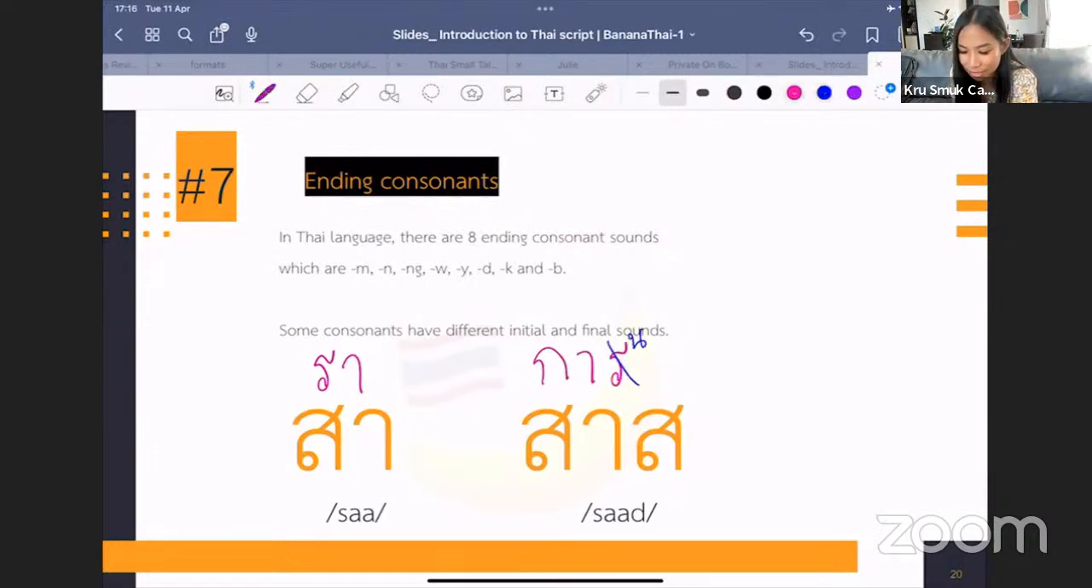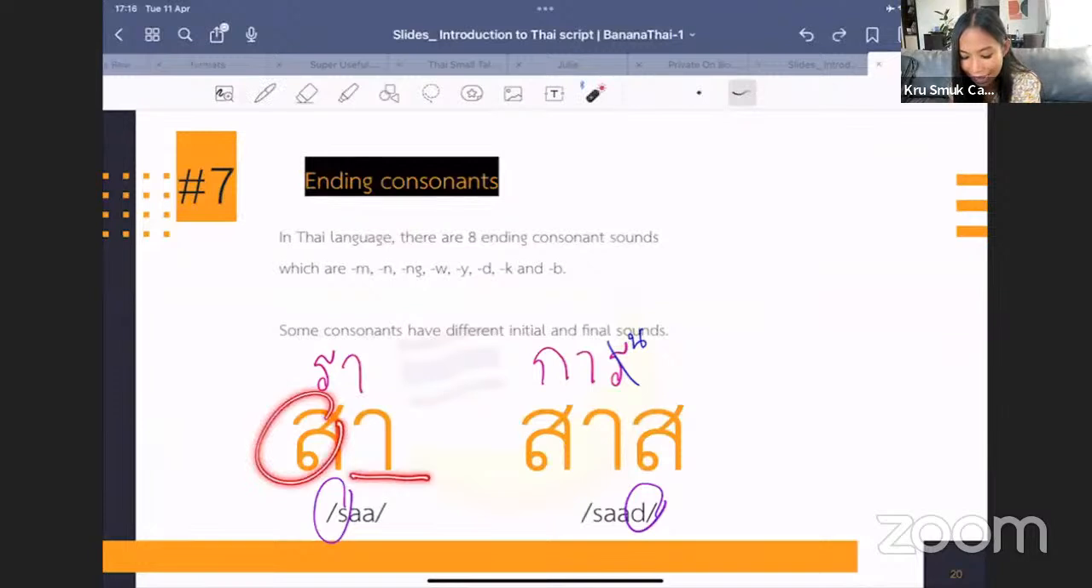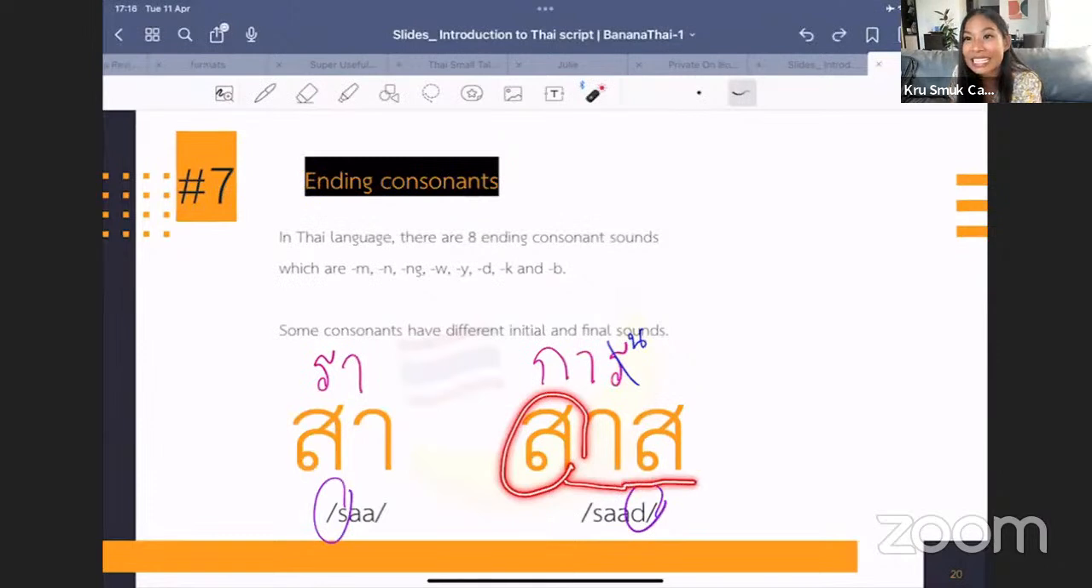For example here, สอเสือ. Remember the สอเสือ? This word is sa. The beginning consonant sound of สอเสือ is s. But the ending consonant sound of สอเสือ is... okay. So this word is pronounced sa. Sa. This word is pronounced sa, not sad.